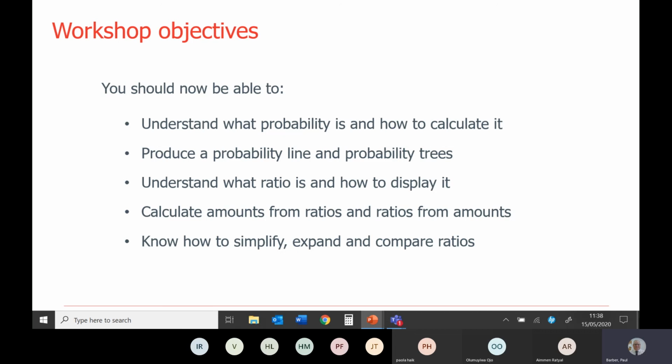And we've also produced probability lines and probability trees. Probability lines are a good way of representing probability. Probability trees are a good way of you working out what are combined events or multiple events. With ratio, we talked about what it is, and it's one number related to another. We were given amounts. So we had 1 litre of orange squash, and we could work out from the ratio. And similarly, if we were given the ratio, we could then work out how many employees there were in the workplace, for example. And at the end there, we've gone through simplifying, expanding, and comparing ratios.